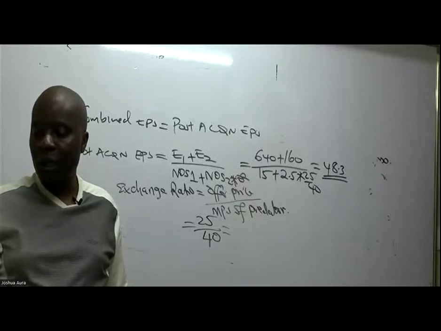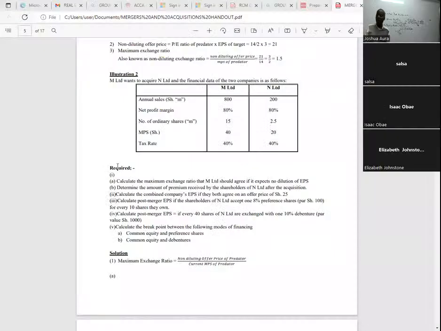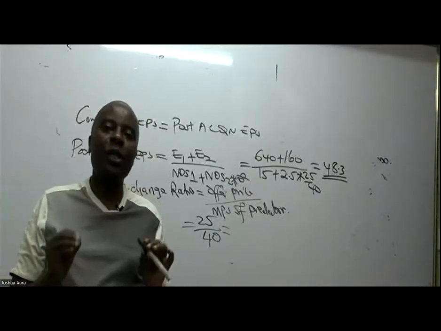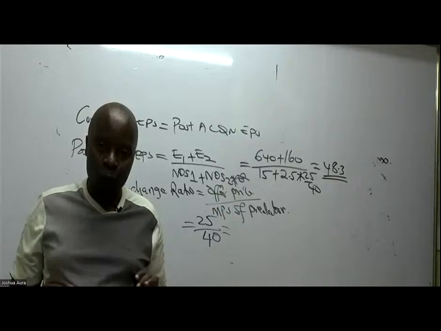So welcome to our today's session. Today, they would want me to calculate something very easy. They would want me to calculate the post-merger EPS if the shareholders of N Limited accept 1.8% preference shares whose par value is 100 for every 10 shares they own. Great. So I can see vividly that the preference share capital is being introduced.